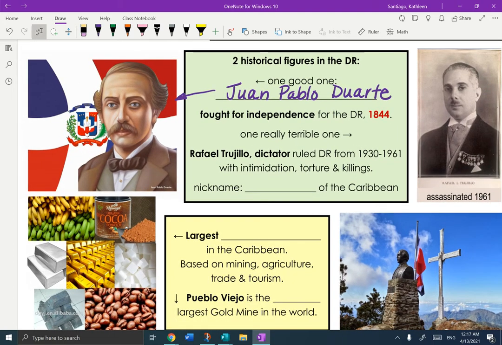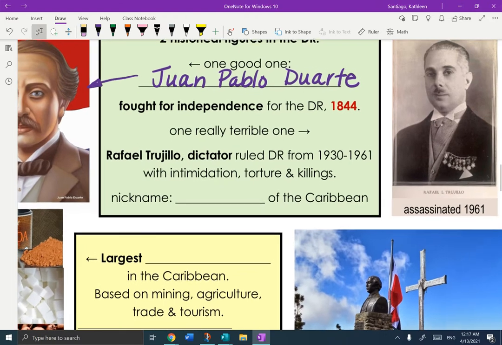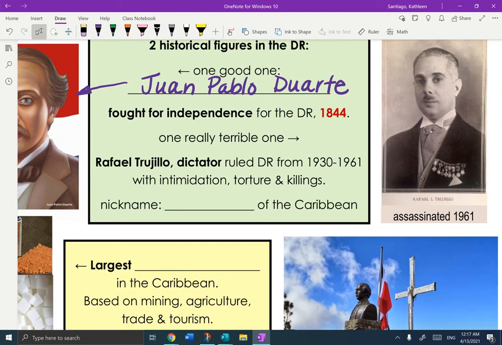This is a really terrible guy. This is Rafael Trujillo. He was a dictator who ruled the Dominican Republic from 1930 to 1961. He ruled the island with intimidation, torture, and killings. It is said that he killed and made people disappear during that time, that people still didn't know what happened. They had to just assume that that's what happened to them. In fact, he tortured and killed in 1937 between 17,000 and 35,000 Haitians based on their race.